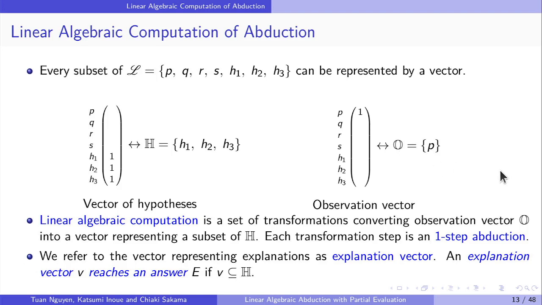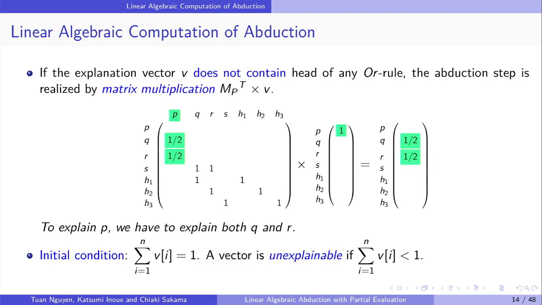And a linear algebraic computation, in short, can be a set of transformations converting the observation vector into a vector representing a subset of the hypothesis. And each transformation step is a single step abduction. And we refer to the vector representing the explanation as an explanation vector. An explanation vector reaches an answer if it is a subset of the hypothesis.